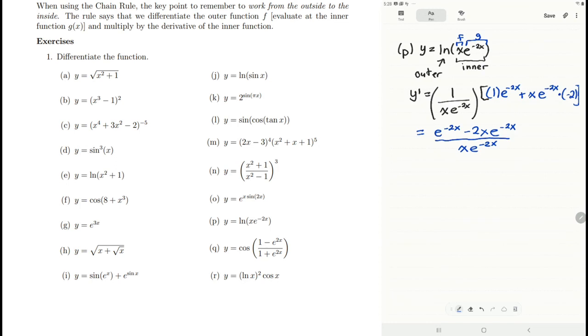So here we can simplify further. We can factor out e to the negative 2x in the numerator, which leaves us with 1 minus 2x, and that's all over x times e to the negative 2x. Now the exponentials can cancel, so we're left with 1 minus 2x all over x.